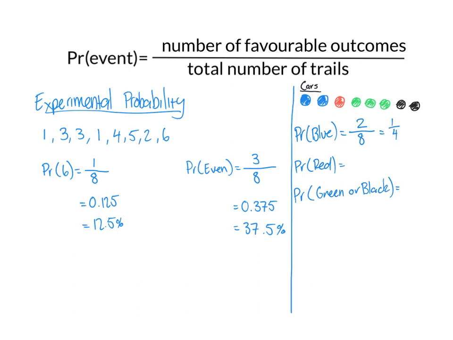Now, if I wanted to work out what is the probability that a car might be red, well, there is only 1 favourable outcome out of a total of 8, because there's only 1 red car that was part of the experiment, only 1 trial came out as red.